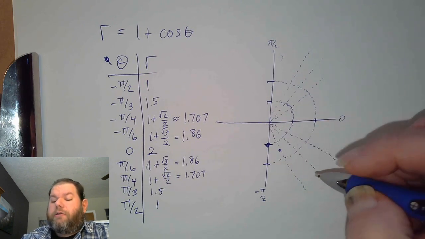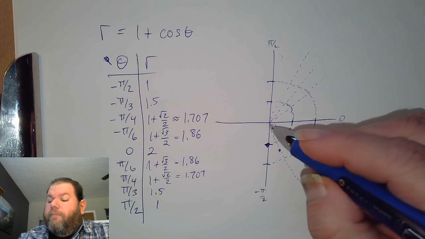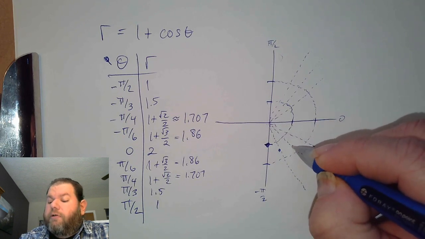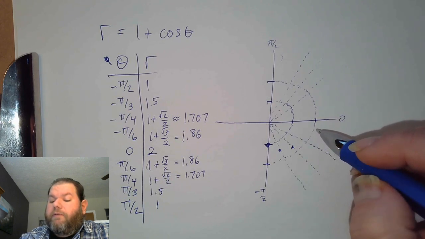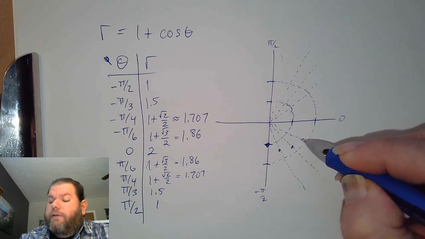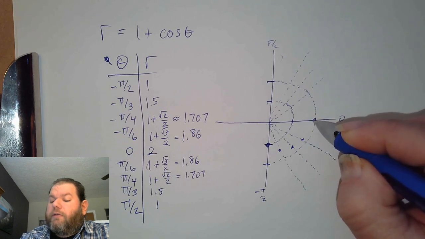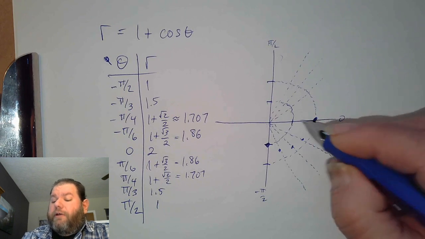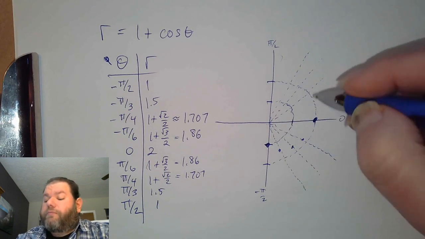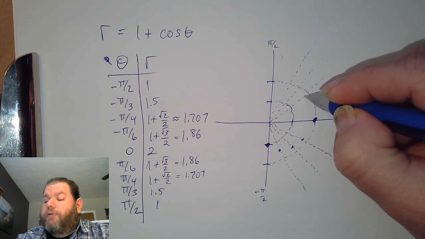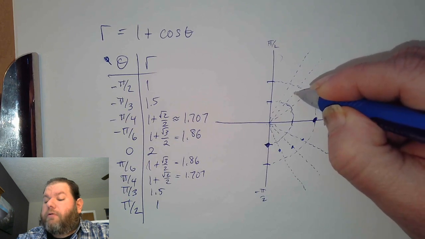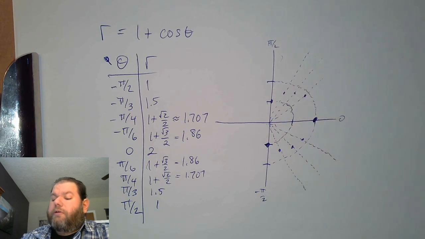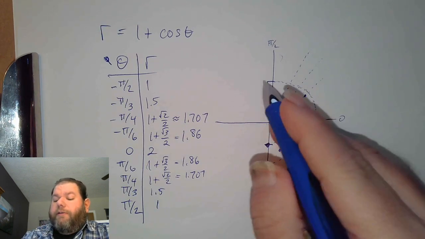Here. Negative pi over 4, we get 1.707. Negative pi over 6, 1.86. These are positive values, sorry. And then 2 at 0. Now these are basically mirror images up here from the bottom. Okay. Yeah, we're definitely going to need this left half.